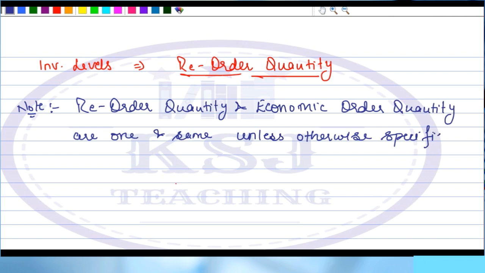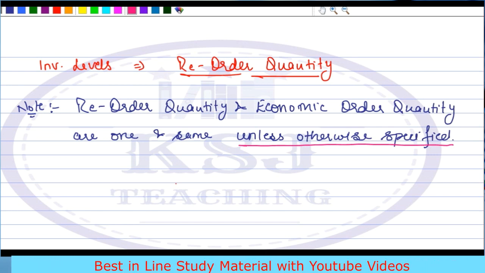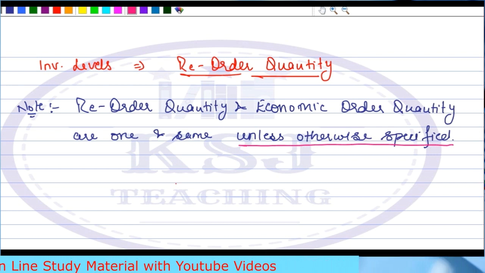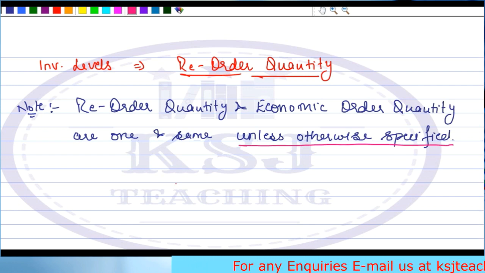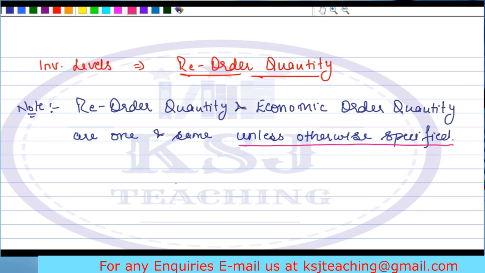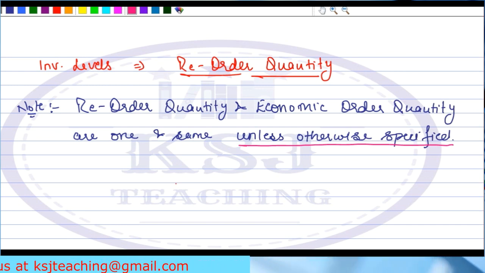Sir, what is the meaning of this last line, that is unless otherwise specified? See, if the question specifically says that reorder quantity is this much and EOQ is this much, right, then there will be a difference between reorder quantity and economic order quantity. Economic order quantity tells us what is the actual economic quantity that should be ordered. Reorder quantity is what we are actually ordering, right?